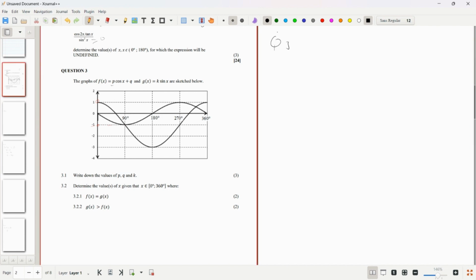These values p, q, and what? And k, okay? So if we can check, p falls on what? The first one, f of x, right? So we can see it's the cos graph. Remember, you need to know what the cos graph looks like before you attempt this question, right? So if you don't know the general graph for a cos, it always cuts at the y-axis here at 1, the general.